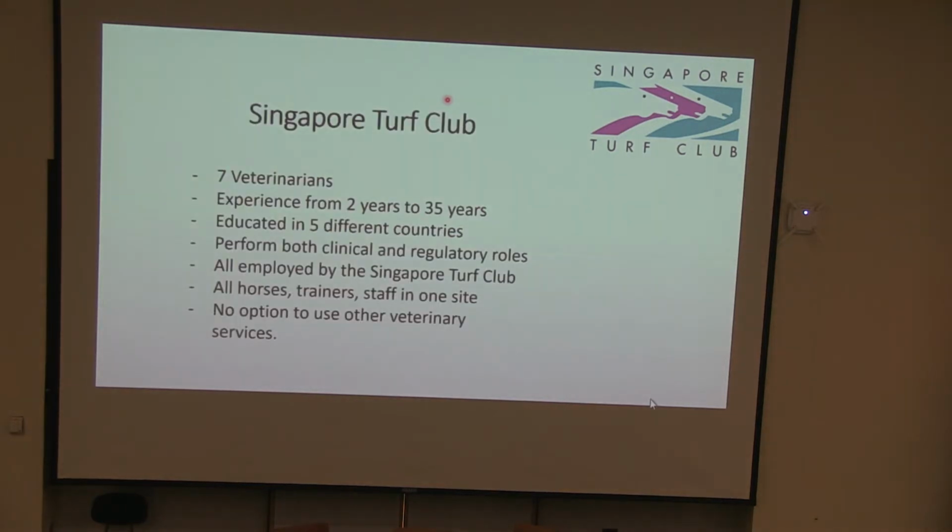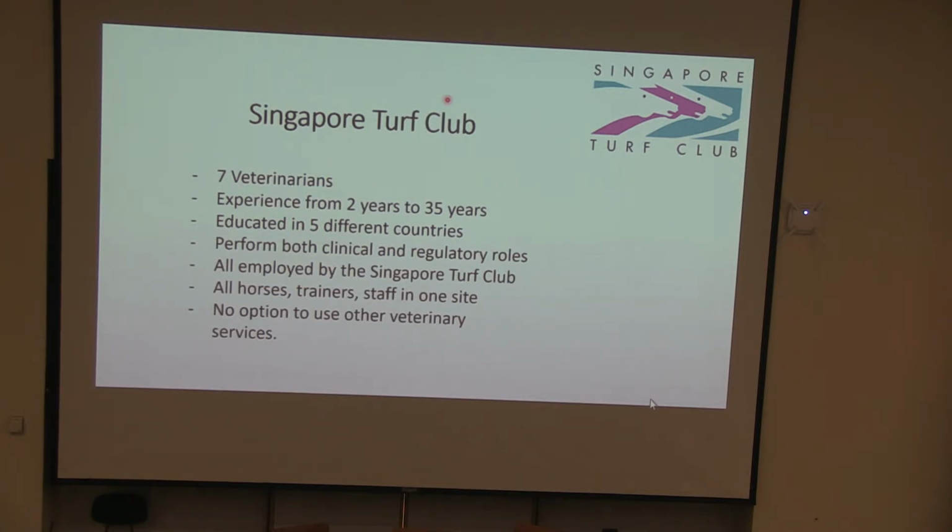So the first thing I'll do is just explain how we work here in Singapore. We have 7 veterinarians, 2 associate veterinarians. The experience between those veterinarians ranges between 2 and 35 years. We're educated in 5 different countries among us, and we all perform both the clinical and regulatory roles for the racing in Singapore. We're all employed by the Singapore Turf Club. They're our taskmaster, and the Singapore Turf Club is a government-run organisation.